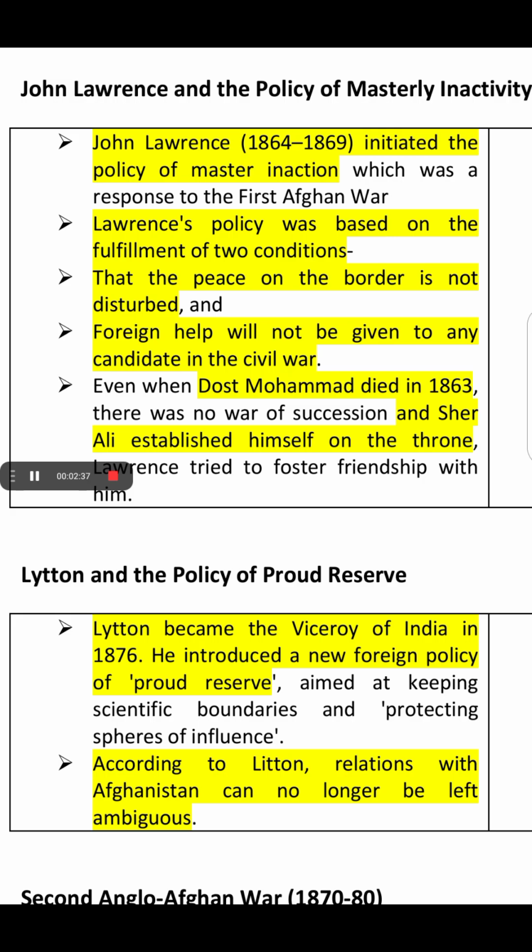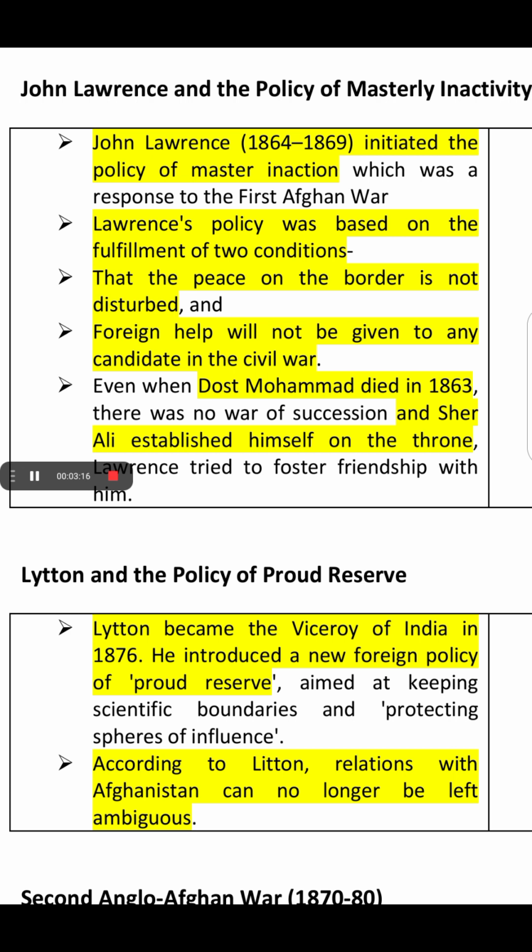Why did he make this rule? Because the last time, in the first Afghan war, the British went to fight and lost badly. So John Lawrence said, let's not fight unless there is a very big reason to fight. What were the two rules in this policy? The two rules were, first, there should be peace on the border, no fighting near the edge of India, and second, no one should get help from outside countries in their fighting of a civil war in Afghanistan.